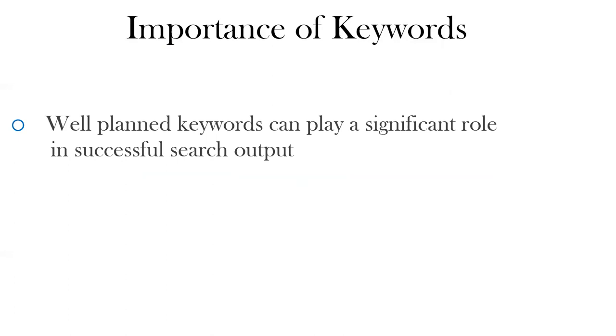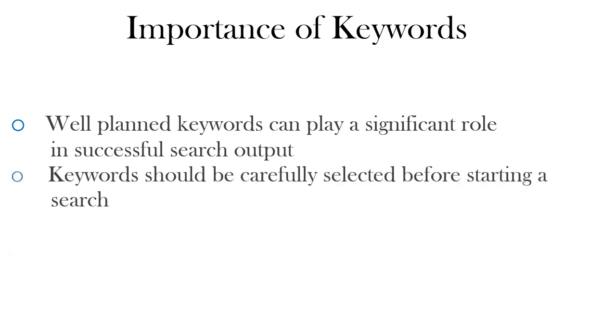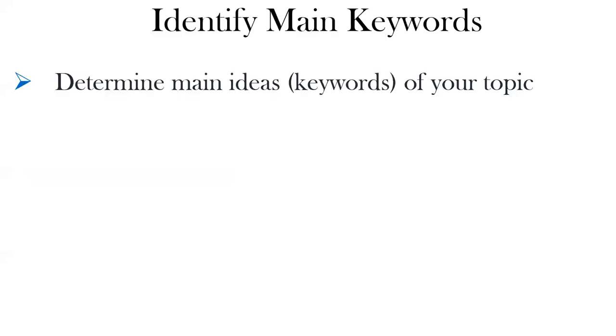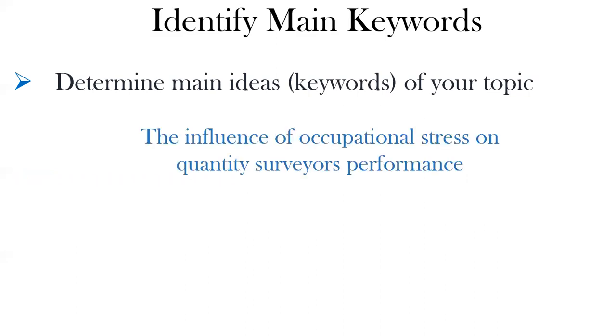The next step would be to use your keywords. Well-planned keywords can play a significant role in the successful search output. Keywords should be carefully selected before starting a search. You need to identify your main keywords or ideas of your topic. That would be the next step.